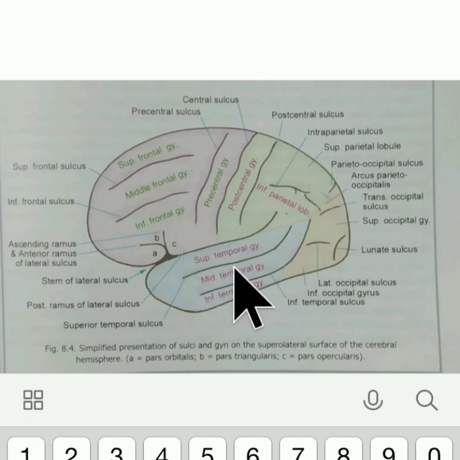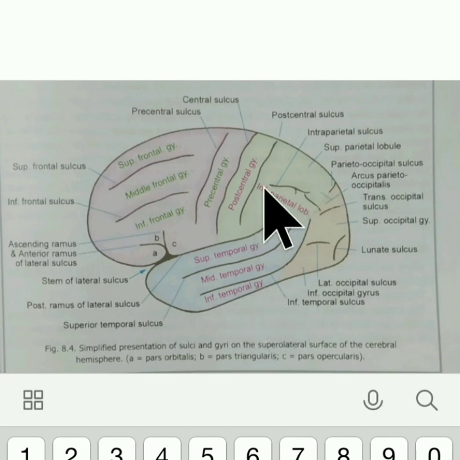Next is the temporal lobe. The temporal lobe has two sulci that run parallel to the posterior ramus of lateral sulcus, called the superior temporal sulcus and the inferior temporal sulcus. They divide the supralateral surface of the lobe into the superior temporal gyrus, middle temporal gyrus, and inferior temporal gyrus.